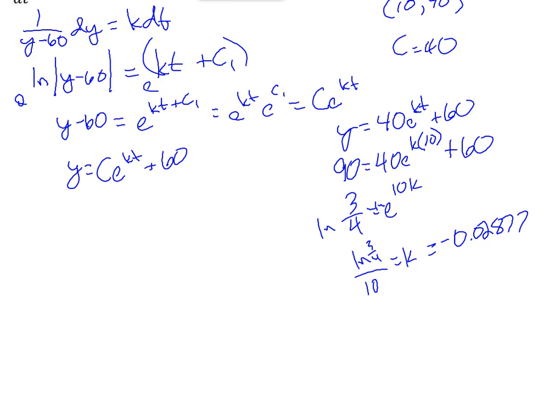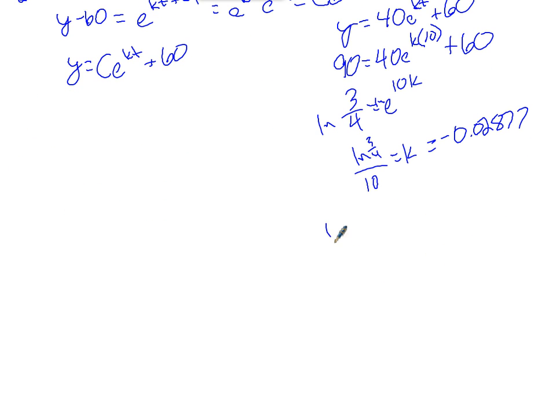So now we take that k and we put it into the equation. Right, so now we have y equals 40 e to the negative 0.02877 t plus 60. Okay, now the problem says how much longer will it take for this temperature to decrease to 80 degrees Fahrenheit. So what do we need to do? We're looking for t.